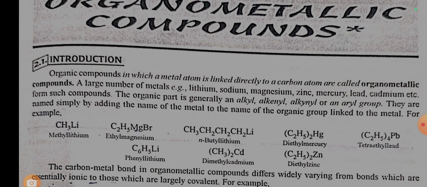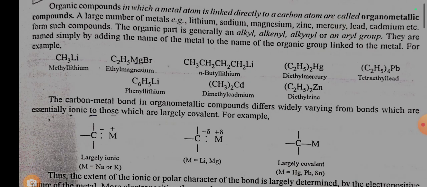Introduction. Organic compounds in which a metal atom is linked directly to a carbon atom are called organometallic compounds. A large number of metals, for example lithium, sodium, magnesium, zinc, mercury, lead, cadmium, etc., form such compounds. The organic part is generally an alkyl, alkenyl, or an aryl group. They are named simply by adding the name of the metal to the name of the organic group linked to the metal. For example, methyl lithium, ethyl magnesium, dimethyl cadmium, diethyl zinc.